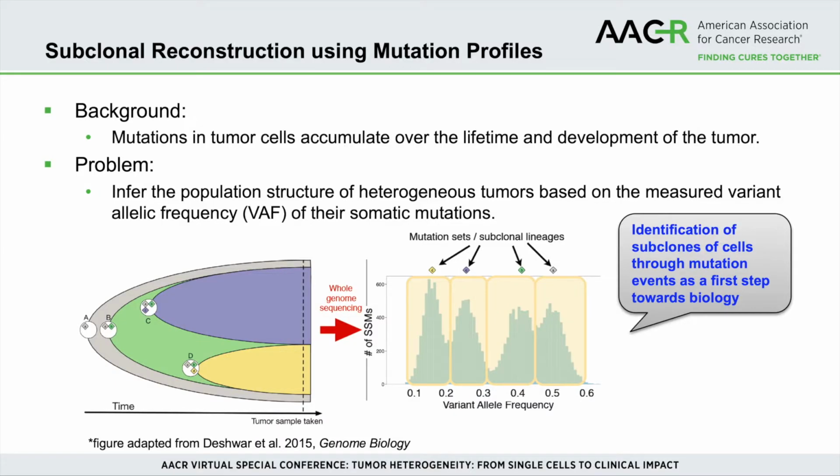A little background here. Mutations in tumor cells accumulate over time, generating heterogeneous populations. The problem we want to solve is to infer the distinct populations in heterogeneous tumors based on the measured VAF of their somatic mutations. Essentially, we're doing a clustering of these mutations inside a tumor sample and investigate which clone or subclones do these mutations belong to.